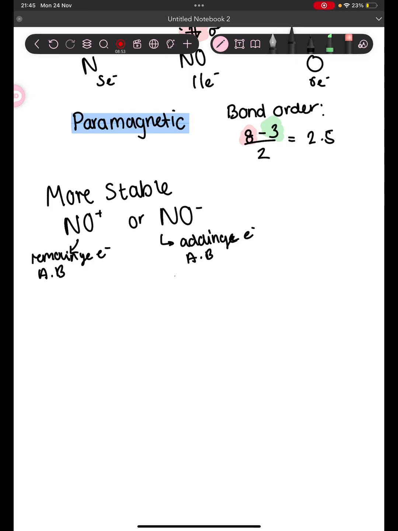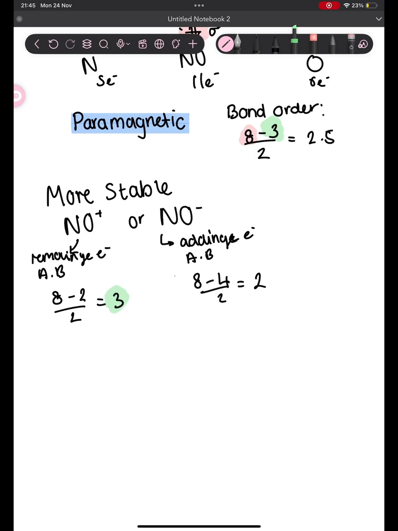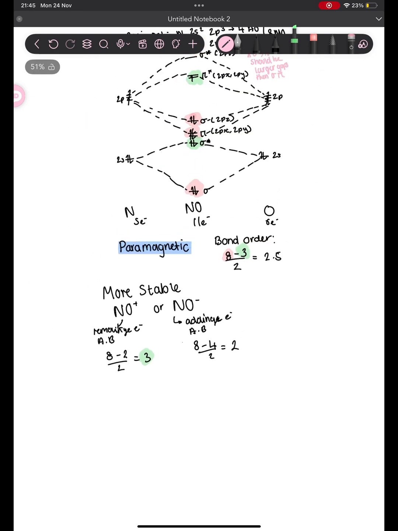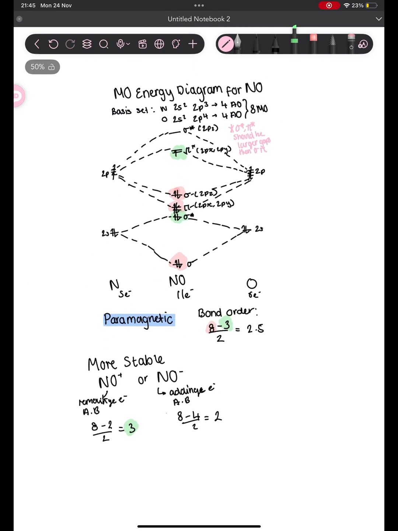Now calculating the bond order for both of these, for NO plus it's 8 minus 2 over 2, and for NO minus it's 8 minus 4 over 2. And the answer for NO plus is 3 and NO minus is 2. 3 is bigger than 2, so NO plus is more stable than NO minus.